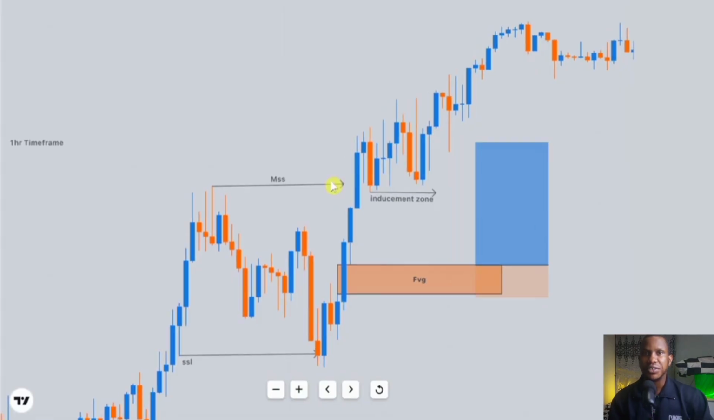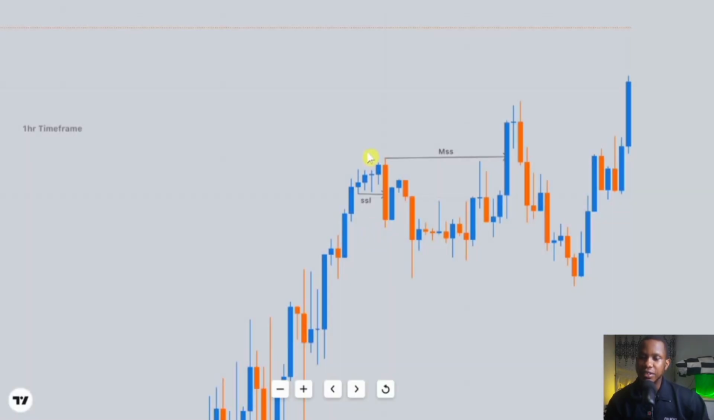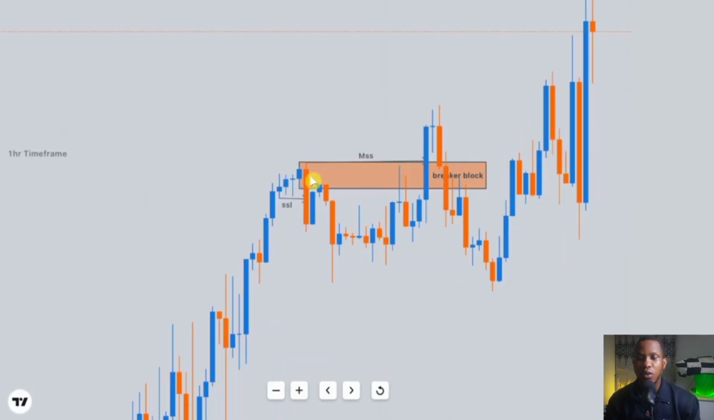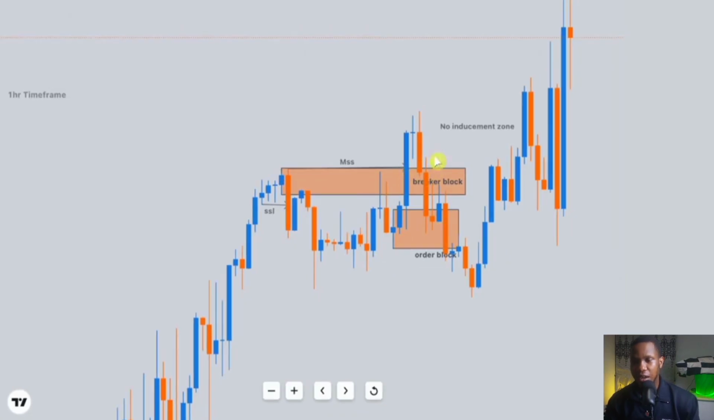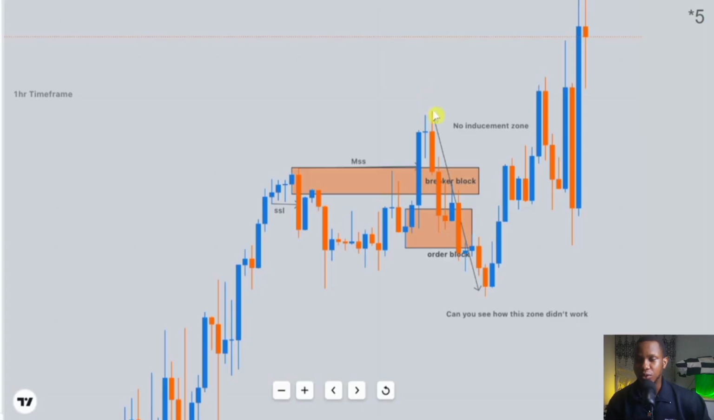So let's see another example, guys. Again, can you see we had this sell side liquidity taken before this market structure shift, and here is going to be my breaker block, and here is going to be my other block. Can you see we didn't have any inducement zone? So once you do not see an inducement zone, we cannot enter any of this setup right here. And can you see how price action came back and cleared this whole area, even took out this low? The market doesn't always want to take money from you, it just wants to teach you where you are wrong.